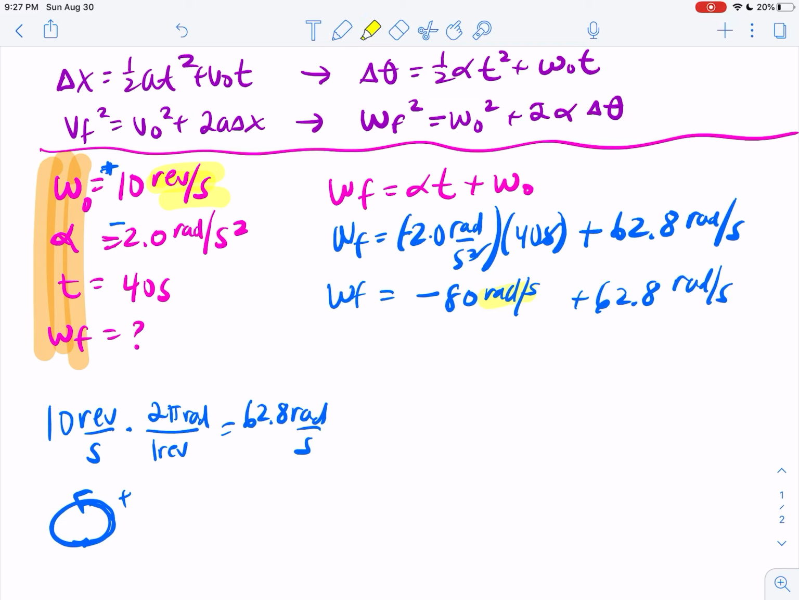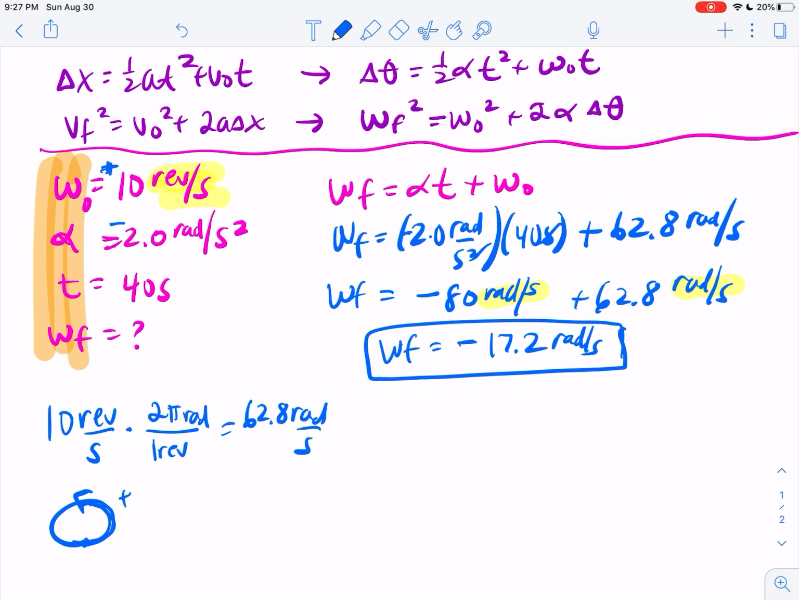And how I know that? Because look, you have to add those together. Apples have to add to apples. Apples and oranges can't add up. And then that's going to be a final velocity of negative 17.2 radians per second.